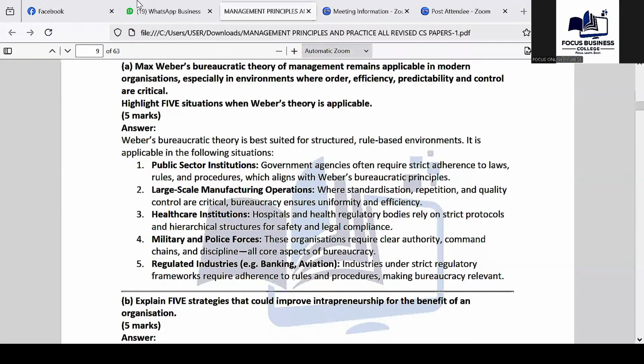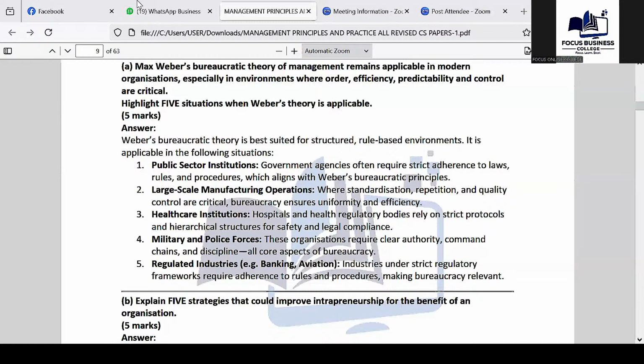Where repetition and quality control are critical, bureaucracy ensures uniformity and efficiency. Because when you're producing goods, if you're producing loaves of bread, there's an aspect of uniformity. If it's 600 grams, you produce 600. You cannot find some at 300 or 500. You ensure that in terms of quality and quantity, it remains the same, even if you produce 1,000 or 1,000,000 units. That is a very important aspect you have to look at.